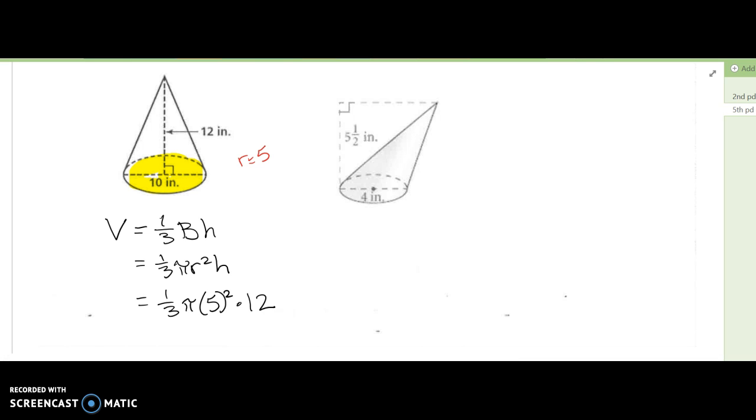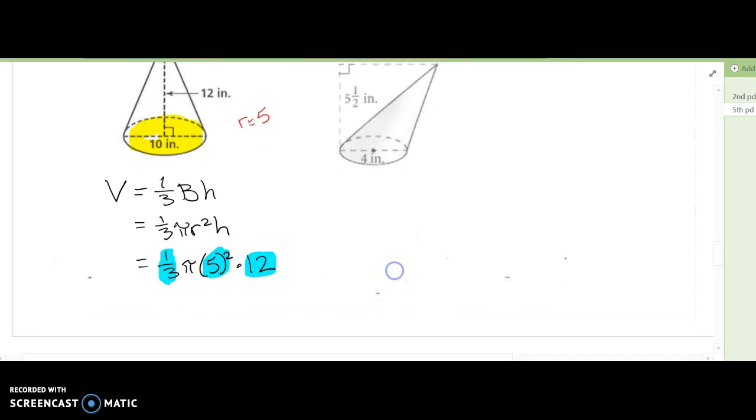Remember, when you do things in terms of pi, you multiply together all the numbers except for the pi, right? So in my calculator, I'm typing in 1 divided by 3 times 5 squared times 12, and that comes out to be 100. And so 100 pi inches cubed would be our answer in terms of pi.